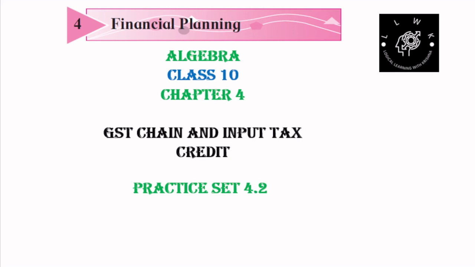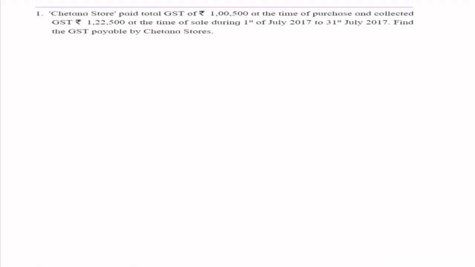Let's proceed with the questions of practice set 4.2. First question: Chetna Stores paid a total GST of 1,500,000 at the time of purchase. So what is this 1,500,000 at the time of purchase? This will be input because you are paying at the time of purchase, and collected GST 1,22,500 at the time of sale. So Chetna Store bought a product by paying 1,500,000 GST.